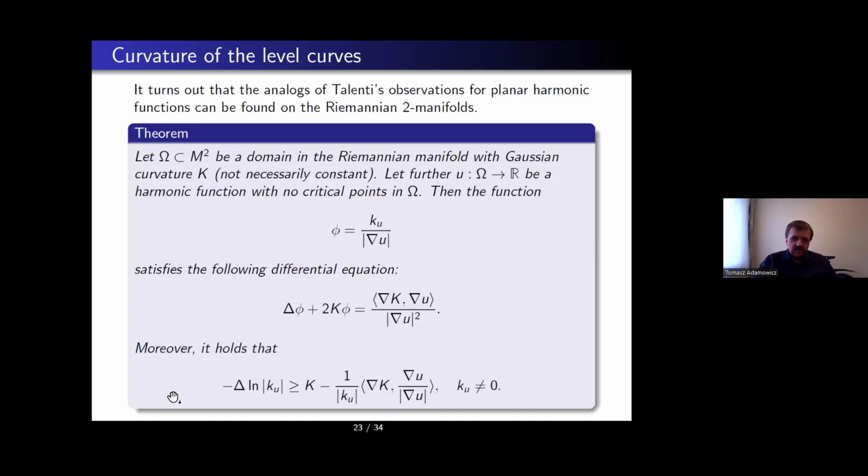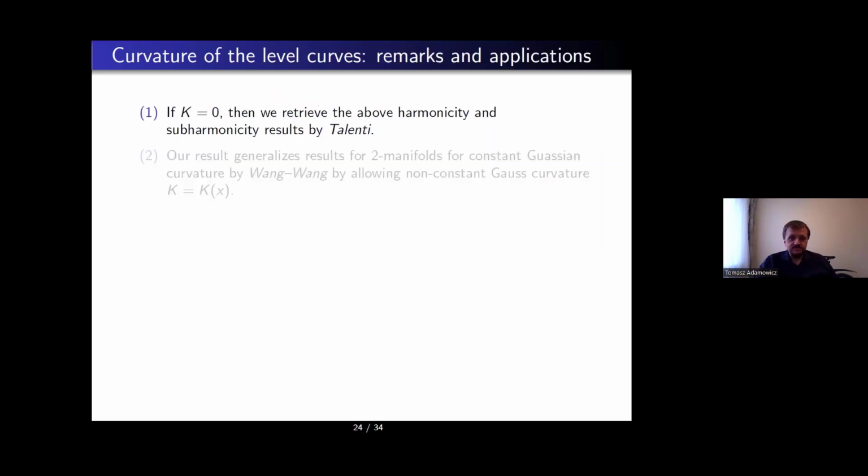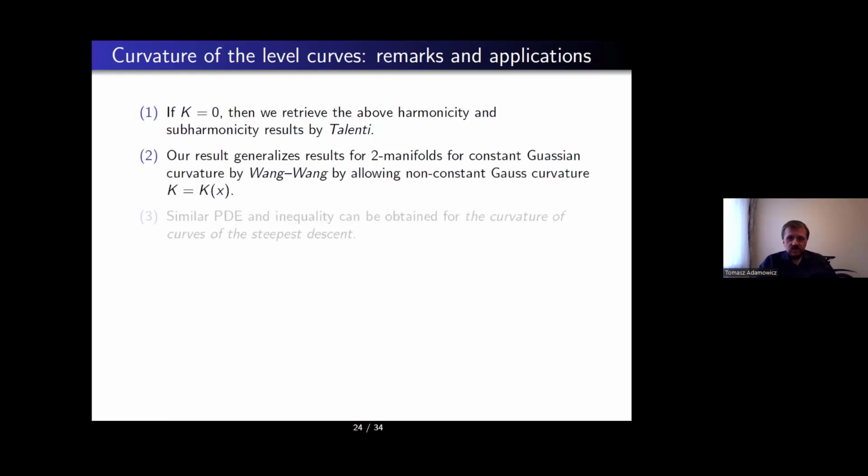And moreover, the following inequality holds for the minus logarithm of the absolute value of K, with the same observation as previously, that for zero Gaussian curvature, we retrieve Talenti's subharmonicity result. A few remarks and applications of this observation. Let me observe that the previously stated result is known due to a paper by Wang for constant Gaussian curvature two-manifolds. And we extended it to the setting of non-constant Gaussian curvature.